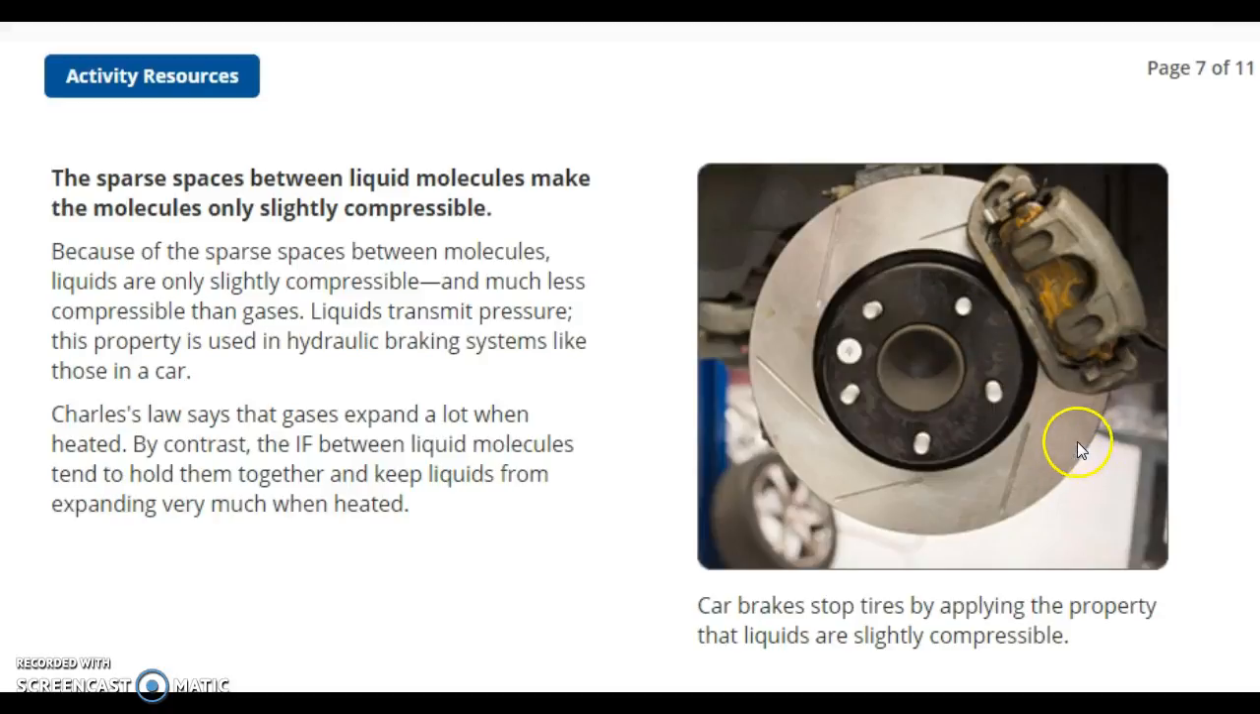to stop the wheels. Charles' law says that gases expand a lot when heated. By contrast, the intermolecular forces between liquid molecules tend to hold them together and keep liquids from expanding very much when heated. Yeah, they do still spread out when they're heated, but they don't go crazy and fill up the whole room like gases do. Car brakes stop tires by applying the properties that liquids are slightly compressible.